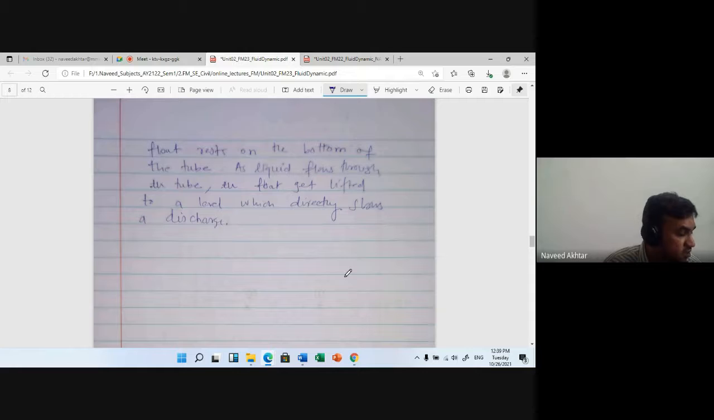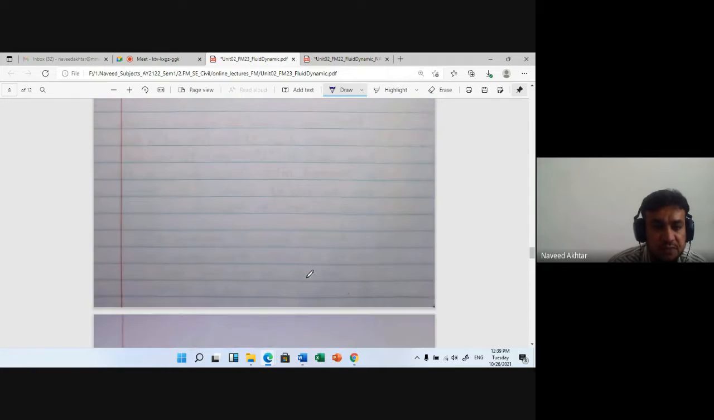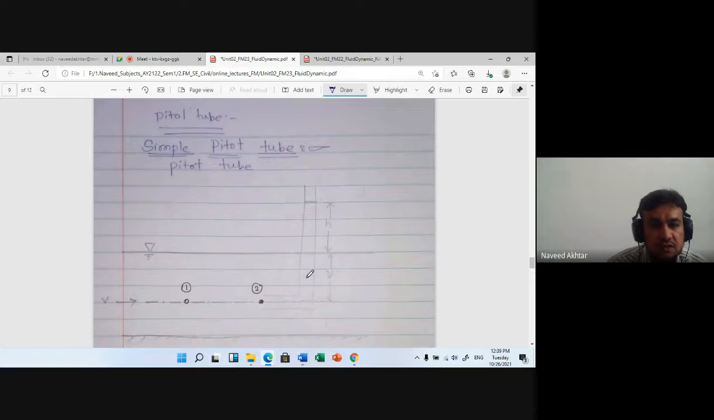Then there is another device that is called the pitot tube. So this is the pitot tube.